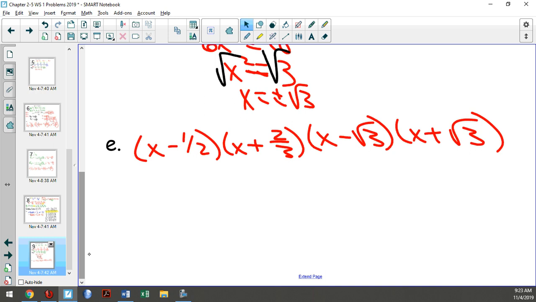And you saw all 4 roots. 2 are rational and 2 are irrational. Have a great day. You know how to do the rest of your homework, yes?